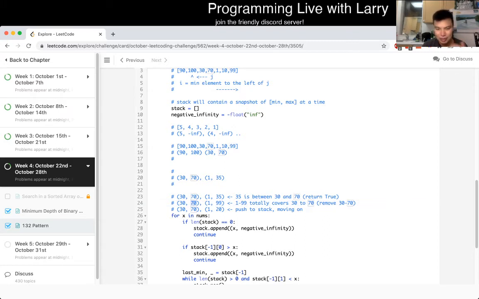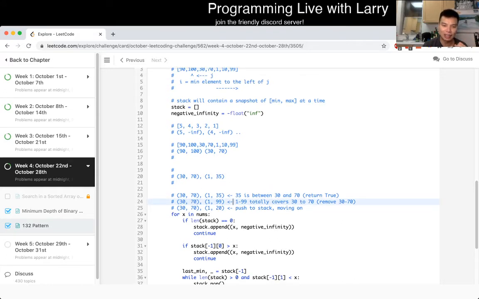Well, in that case, the range of 1 to 99 totally covers 30 to 70, right? So what does that mean? That means that if a number is between 30 and 70, it's also between 1 and 99. So then we can safely pop this off, right?